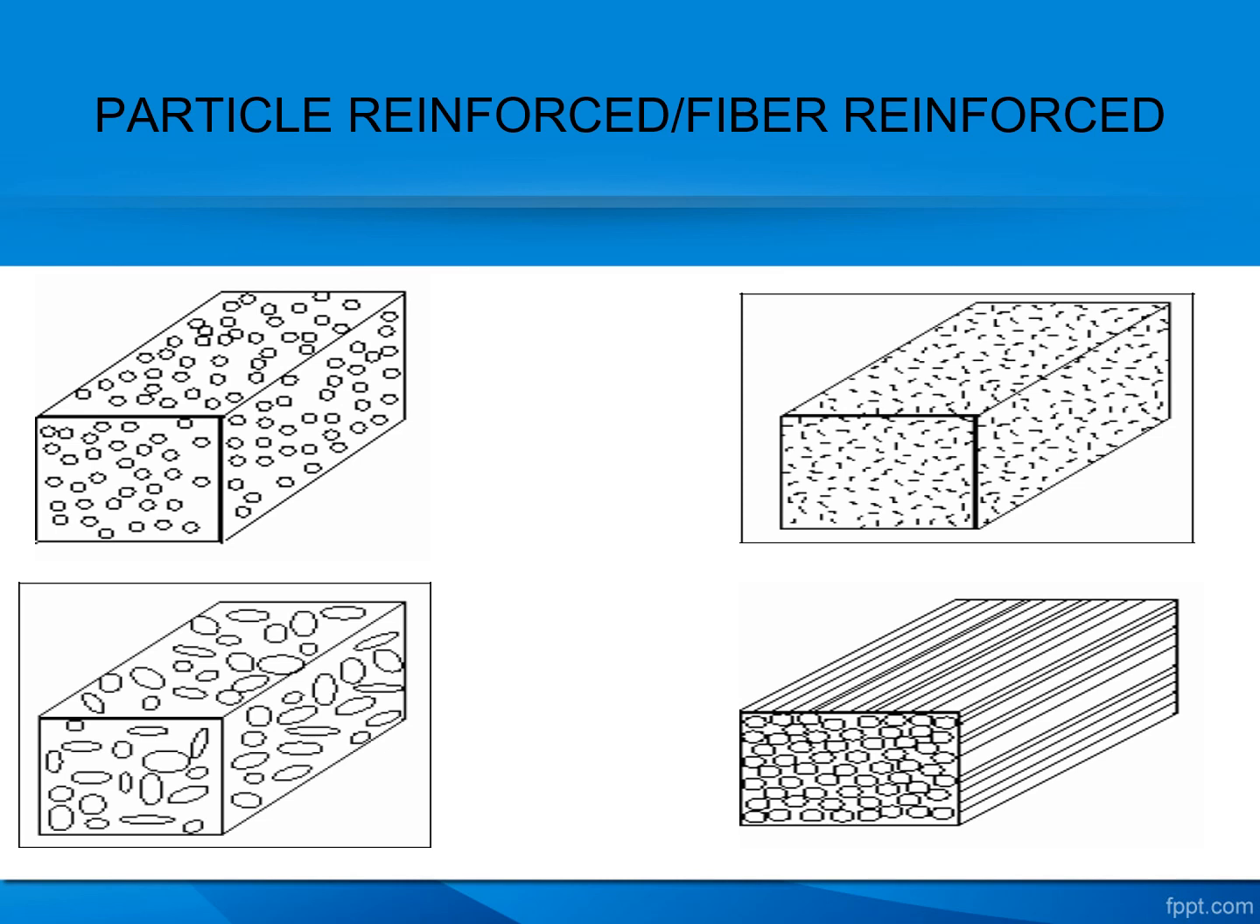In this picture you can see the particle reinforced composites, right? This is a particle reinforced composite and this one is the fiber reinforced composite. Here it is small particles and this is a big particle reinforced composite. And here it is a discontinuous fiber and this is a continuous fiber reinforced composite. This is a continuous fiber, this is a discontinuous fiber.